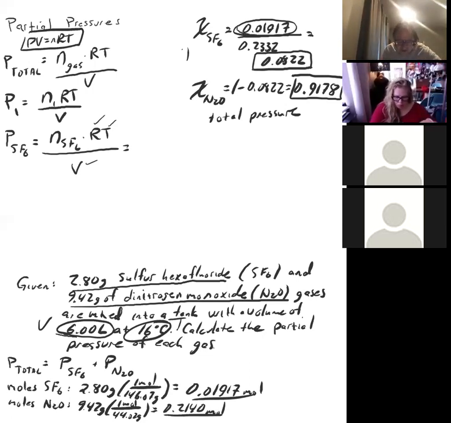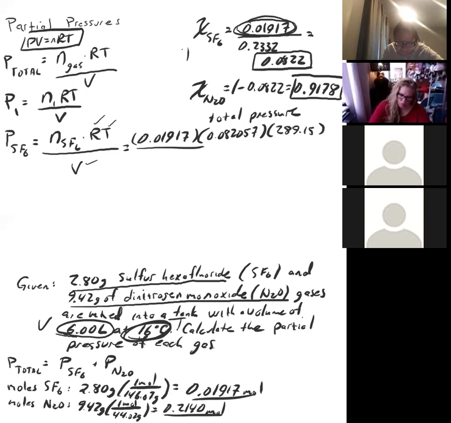So let me do it for SF6. The moles of SF6 are right here. R is 0.082057. And then T, be careful with T. This is in Celsius, so I'm going to add 273.15. That would be 289.15. So there's your nRT. Divide that by the volume. It's in liters, so you're good there. And so nRT over V will give you the pressure of the SF6.